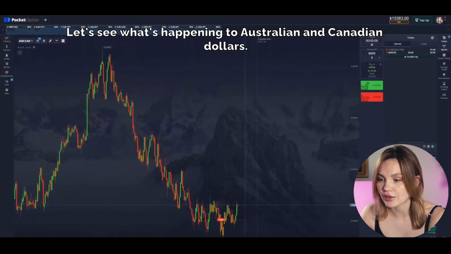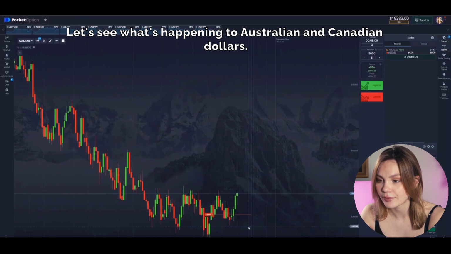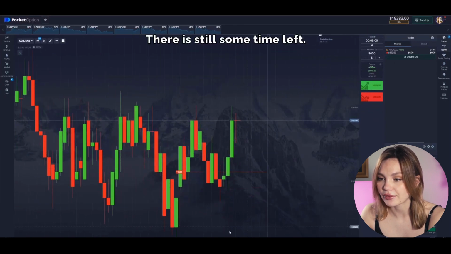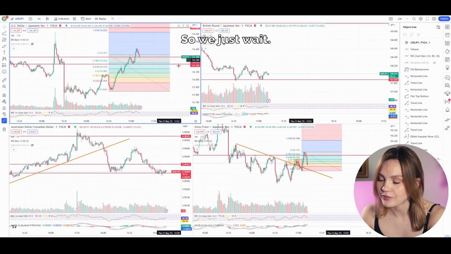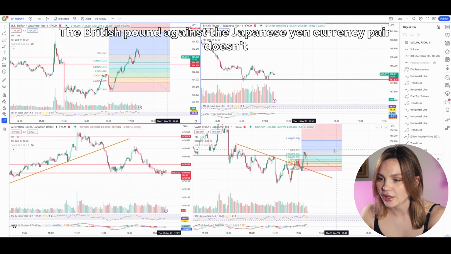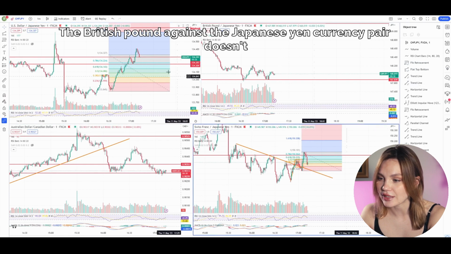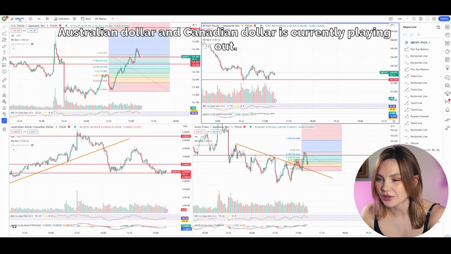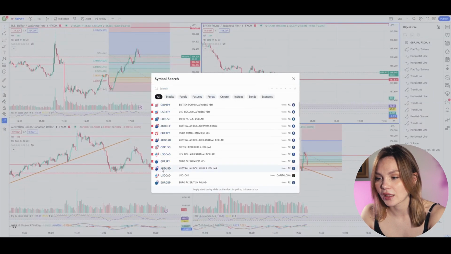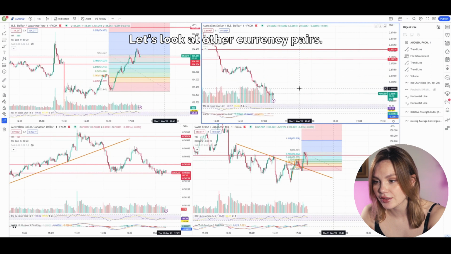Let's see what's happening to Australian and Canadian dollars. There is still some time left. 1 minute and 42 seconds until the end of our trade. So we just wait. The British pound against the Japanese yen currency pair doesn't have anything interesting. Australian dollar and Canadian dollar is currently playing out. Let's look at other currency pairs.